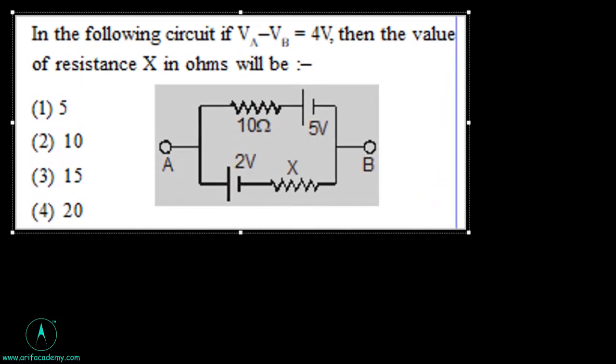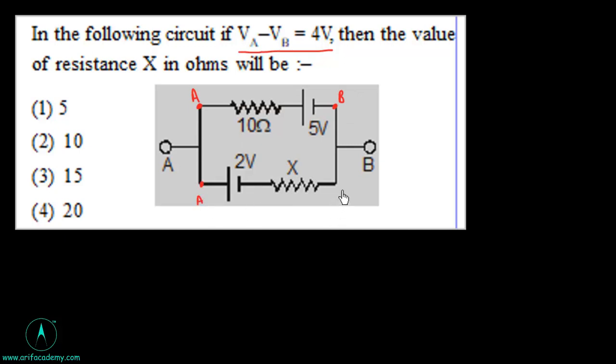In the following circuit, VA minus VB is 4 volt, meaning the potential difference between these two points. This is VA and this is B, and in this is A and this is B as well. So we have been given 4 volt and we have to find X. So let this be 5 volt and this be 2 volt. This is greater, so current is assumed to flow this way.